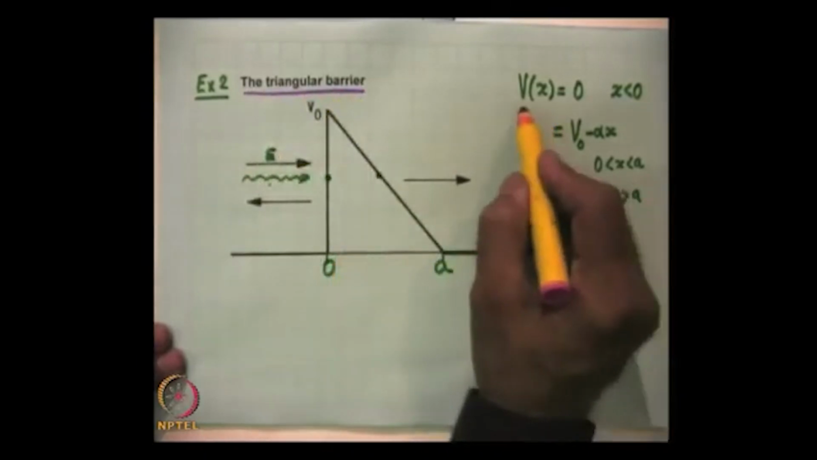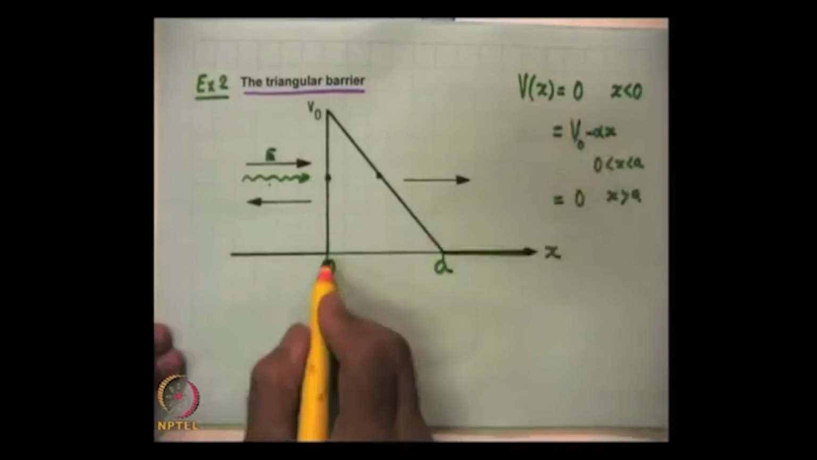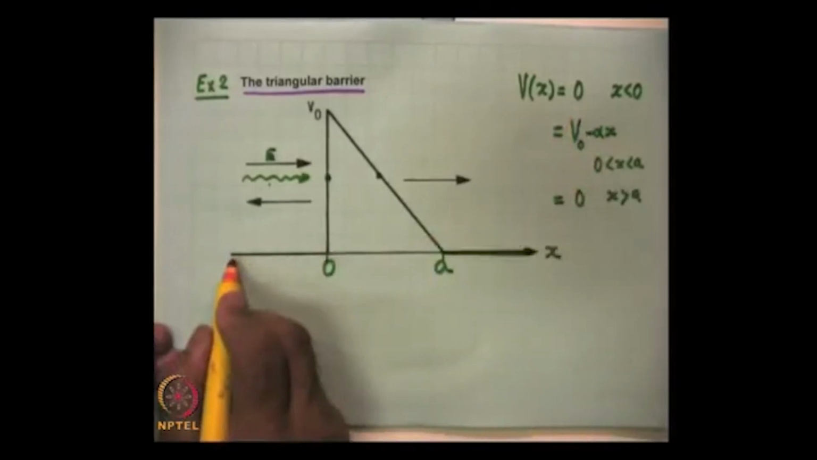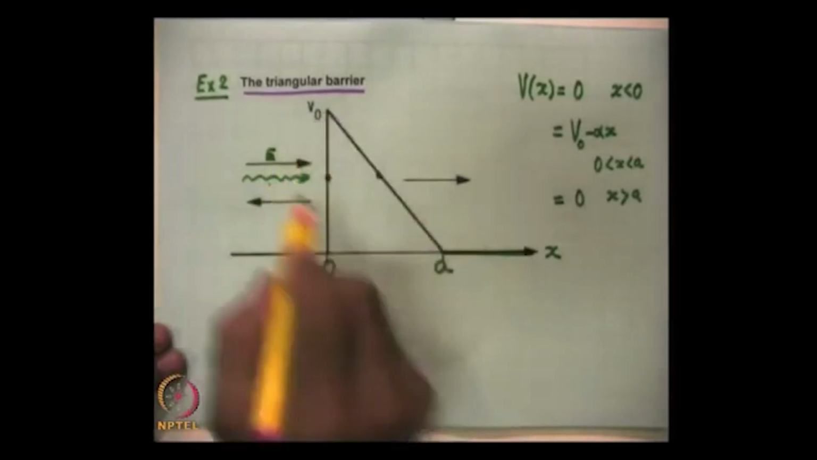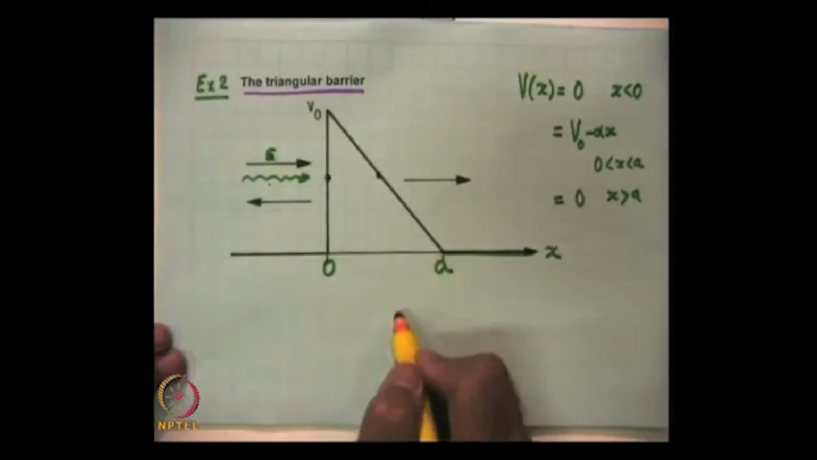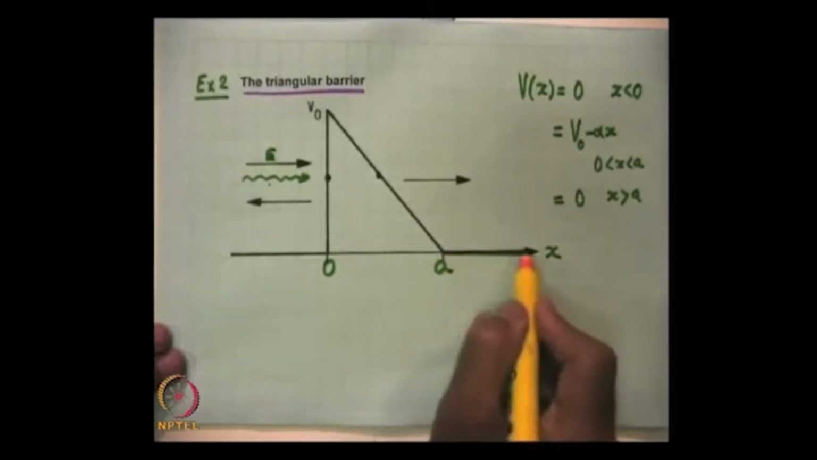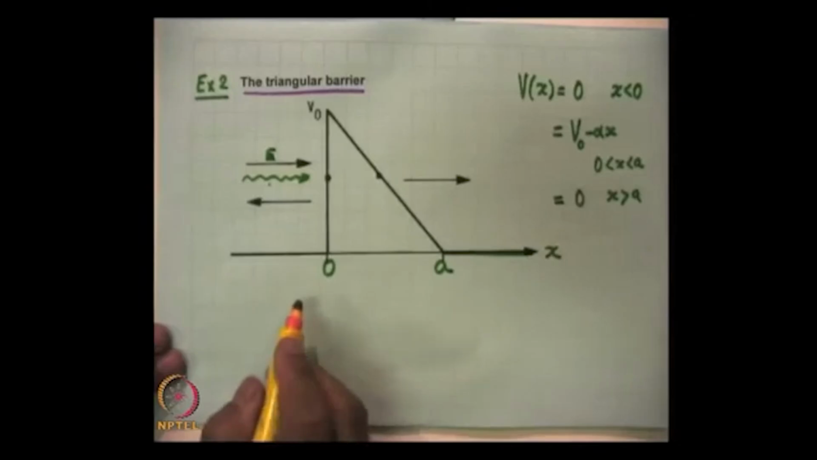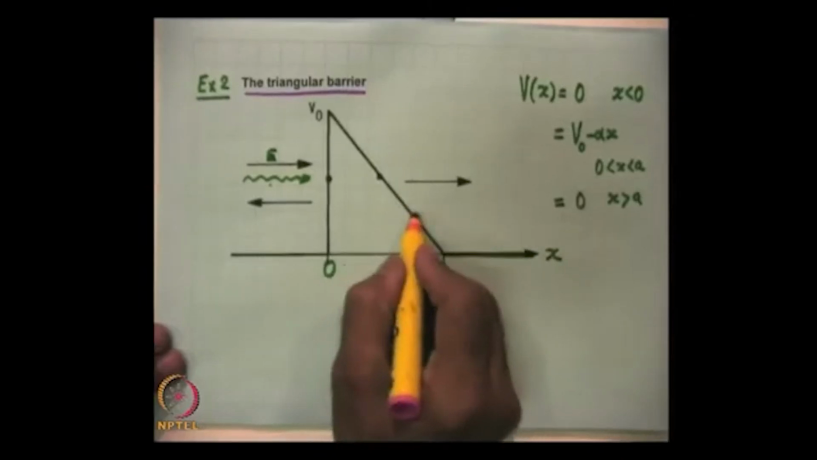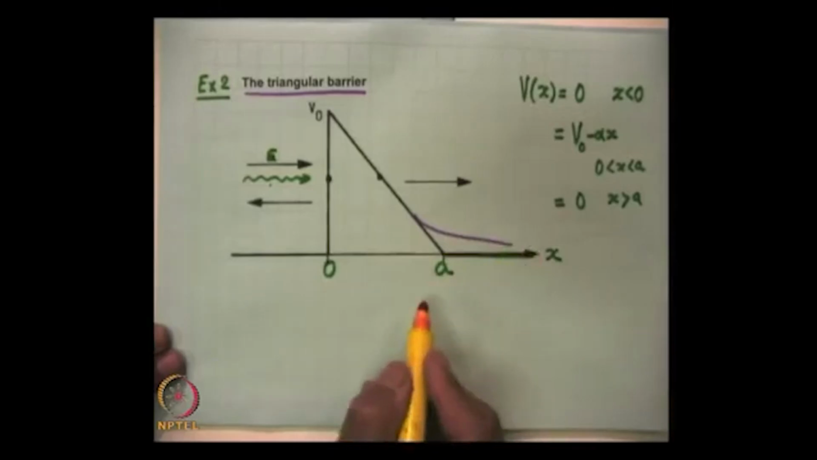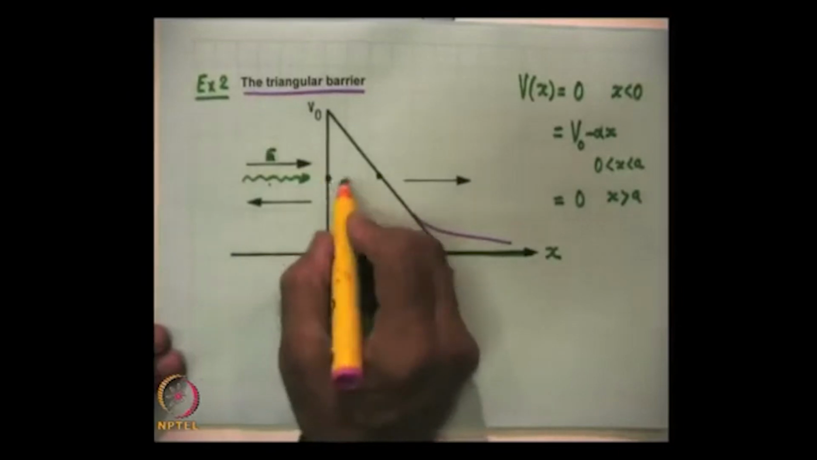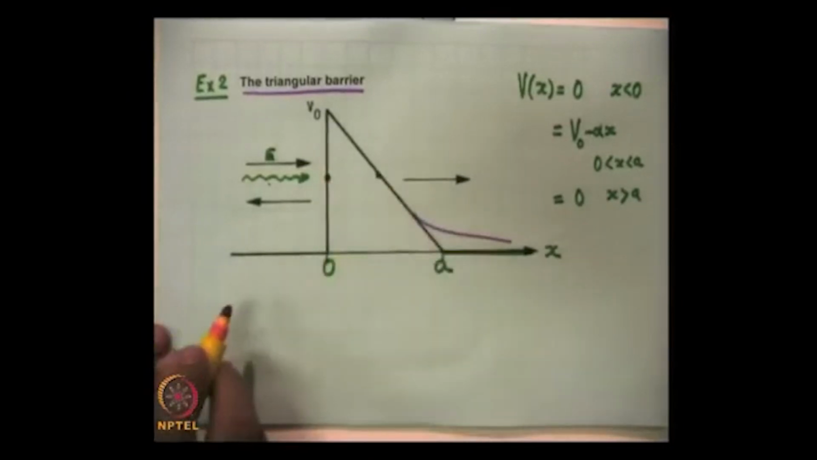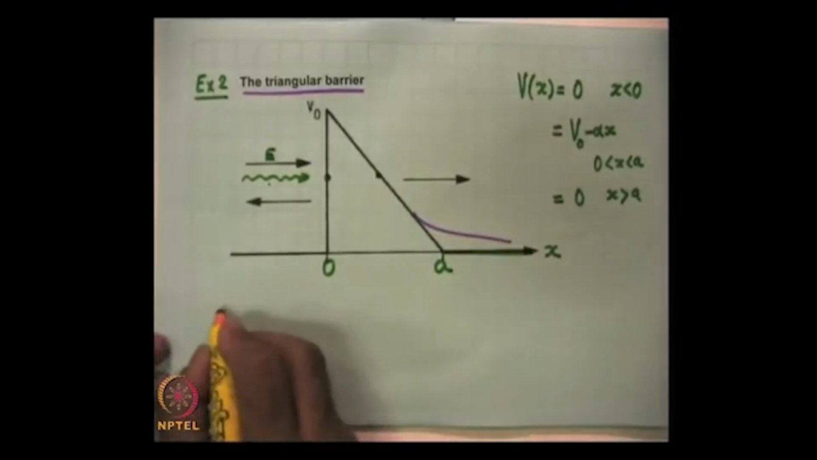So, the potential energy function is 0 for x less than 0, and then it decreases linearly from a value V0 by V0 minus alpha x, and then beyond this point it is 0. Actually, it does not really matter whether it tapers off like this or whatever happens here, because it is the variation of V of x between the two turning points that is important. So, what is my kappa of x integral?